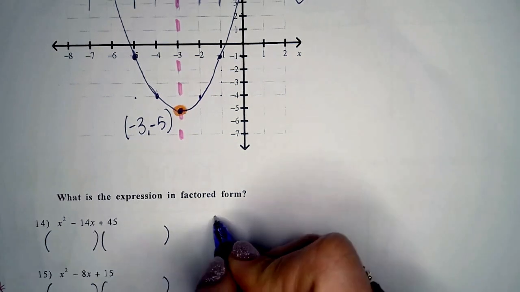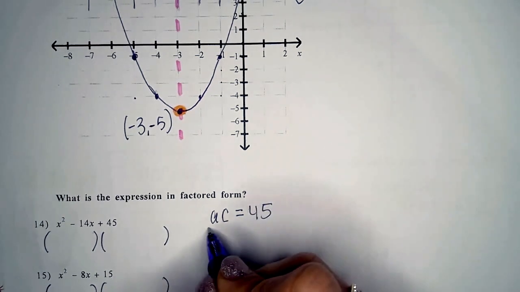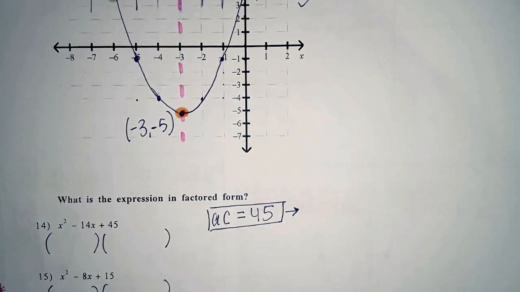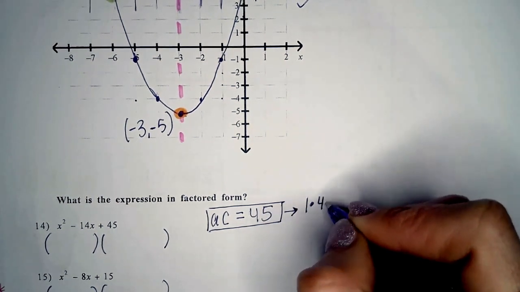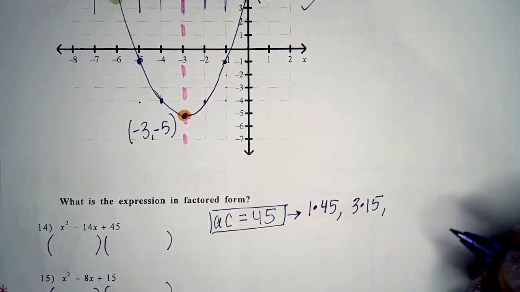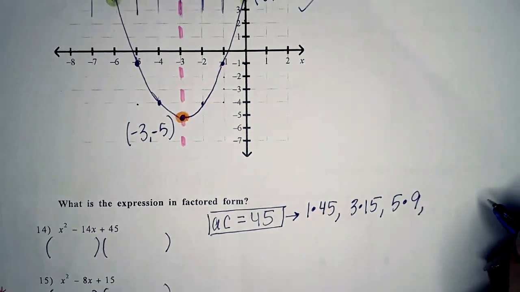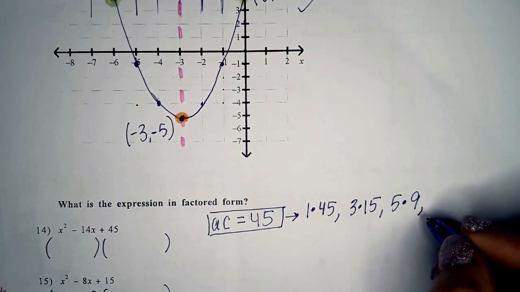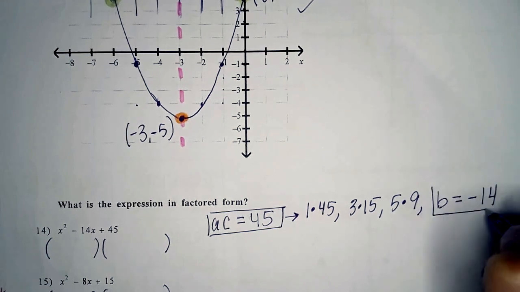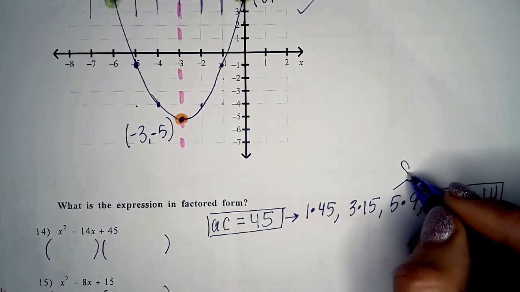So AC method, what's A times C for number 14? 45. All right, we have to figure out numbers. I'm going to do it sideways to save room. What numbers multiply to give me 45? 1 times 45. Does 2 go in? 3, 3 and 15. 4? 5, 5 times 9. 6? No. 7? No. 8? No. 9, we're back where we started. Okay, but they have to add or subtract to give me -14. Which two numbers do I like? 5 and 9, we like these two, very good.